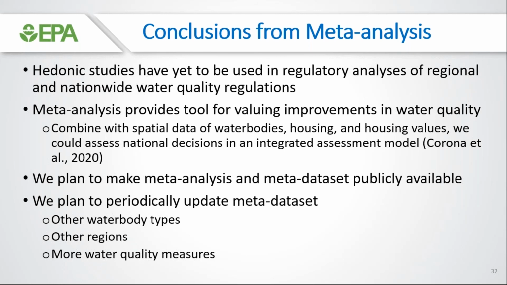Now, there's a paper by Corona and others that describes such an integrated assessment model being developed at EPA, and we're beginning to think how we could include our hedonic meta-analysis in that model. We also plan to make our meta-analysis and data set publicly available and to periodically update that data set. And after looking at what we learned from the literature search and the meta-analyses, with our remaining time, Mike's going to discuss some potential future research directions. Thanks. Next slide.